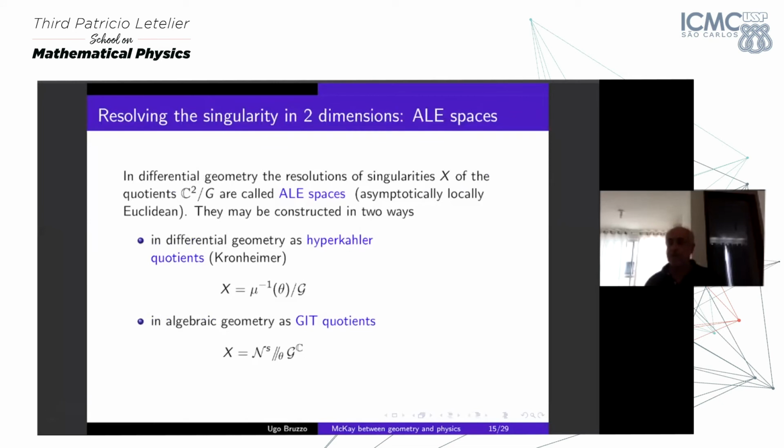Actually, there are two approaches. Being a little brutal, one can either use differential geometry, and then one performs what is called a hyperkähler quotient, or in algebraic geometry using so-called geometric invariant theory.